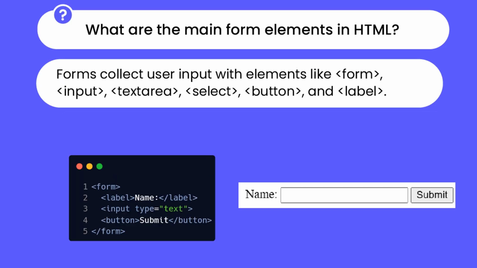What are the main form elements in HTML? In HTML, forms let users enter and submit data. The main form elements include input, which is used for text fields, checkbox, radio, and more, textarea for longer input text, select for drop-down menus, button to submit or reset the form, and label to describe each input clearly. These elements work together to create interactive forms on a website.